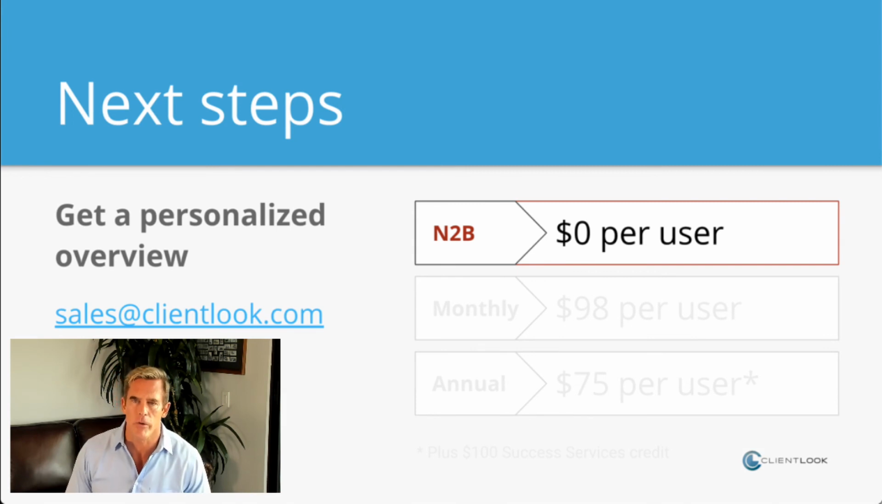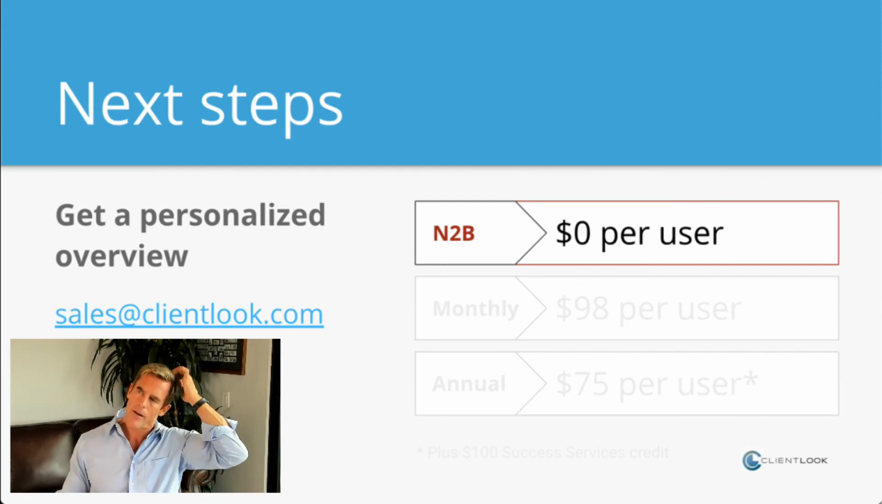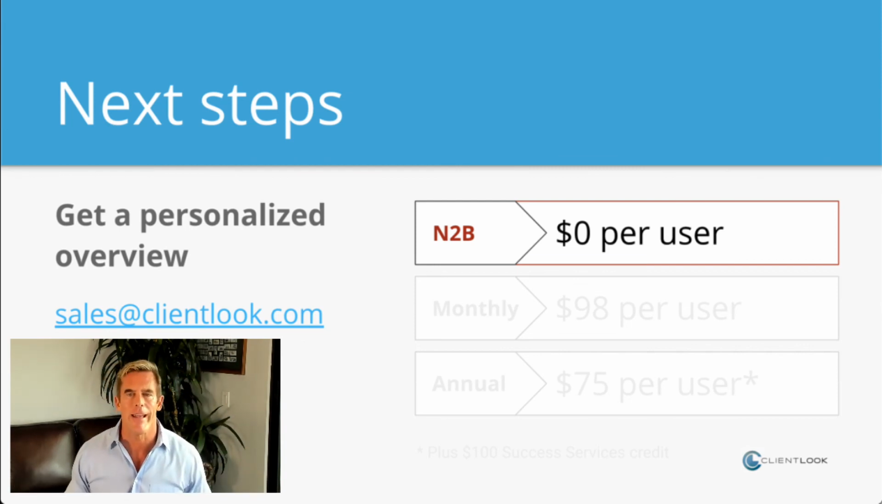Now, when you're ready to subscribe, we have 3 options. First up is our free N2B plan, which is what we like to call the new to the business plan for early stage brokers. It's a special program designed for anyone with 6 months or less experience in the industry. You get ClientLook free for 6 months, including specialized training and attention. And you even get a discounted rate after your 6 months is up. This is our way of helping ensure that the next generation gets started the right way.